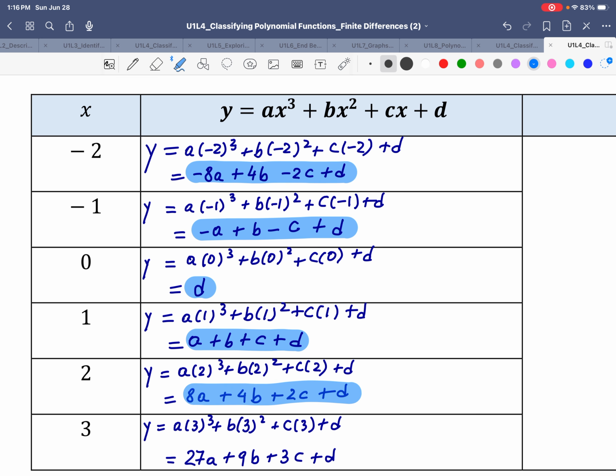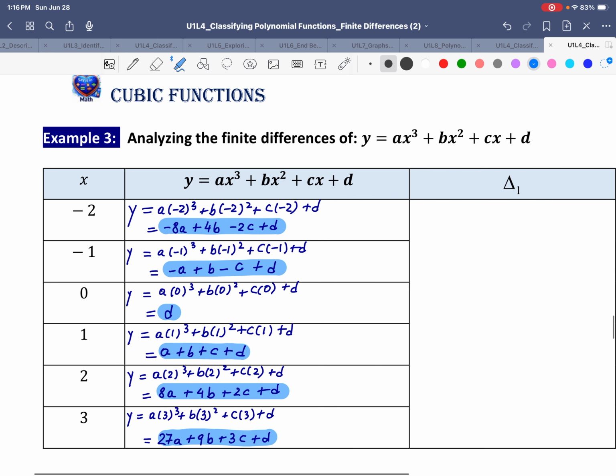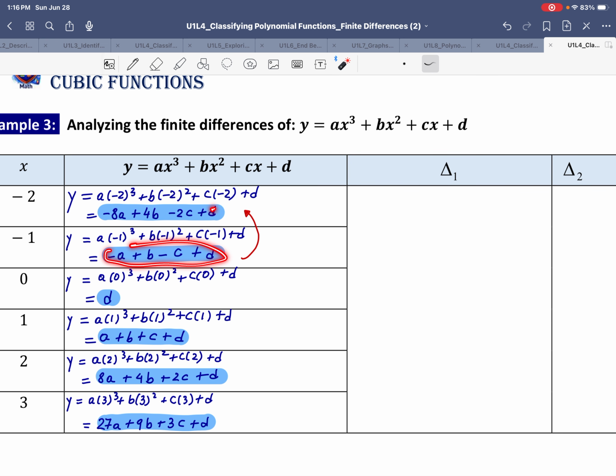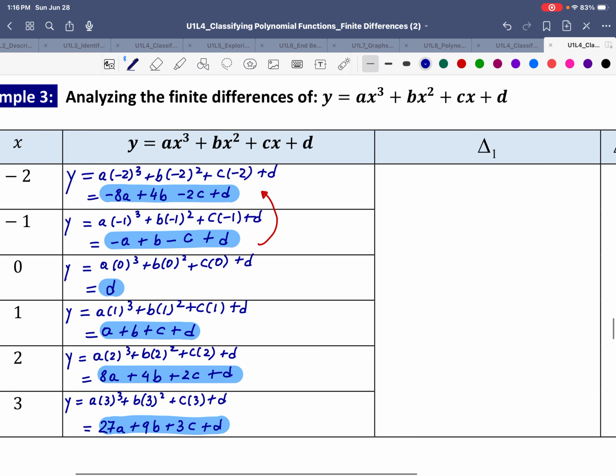Now, because our expressions, as you can see, are quite long, the first differences will be a little bit of work to show. So here we go. We are going to start with the first differences, which are the differences in the consecutive y values. And the way we find them is from this y value, we subtract the previous. So I'm going to start off by writing the first y value, which is negative a plus b minus c plus d, and here we're subtracting the previous y value, which is this one here.